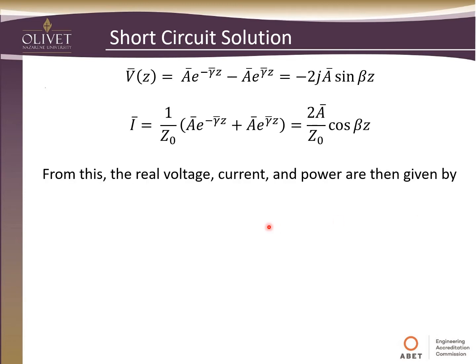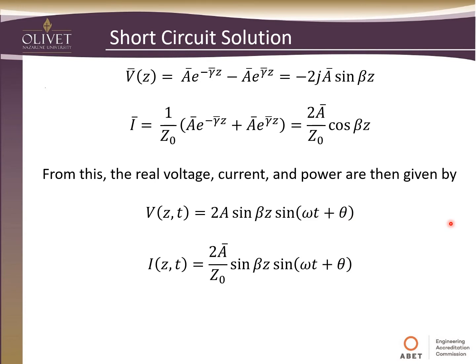So now if we look at this, remember we're in phasor notation now, so we can transfer this back from our identity like we did at the beginning of the course. We can get the real voltage and current and power, and those will translate back to our V as a function of z and t is 2a sine beta z sine omega t plus theta. Our current, same thing, except with our intrinsic impedance. And finally, we have an equation for our power, which is our amplitude squared over intrinsic impedance sine 2 beta z sine 2 omega t plus theta.